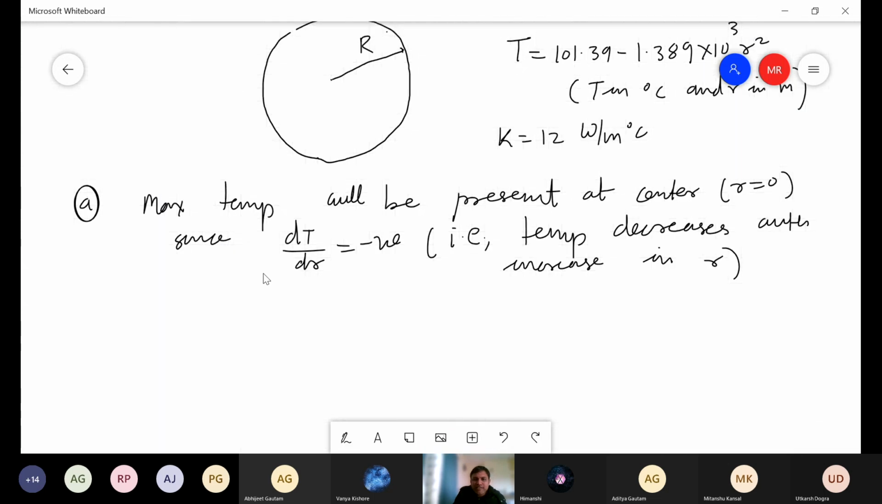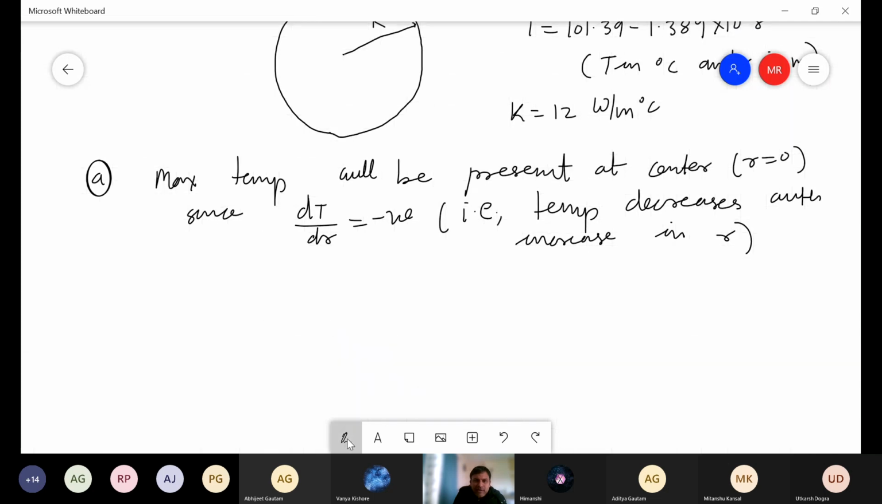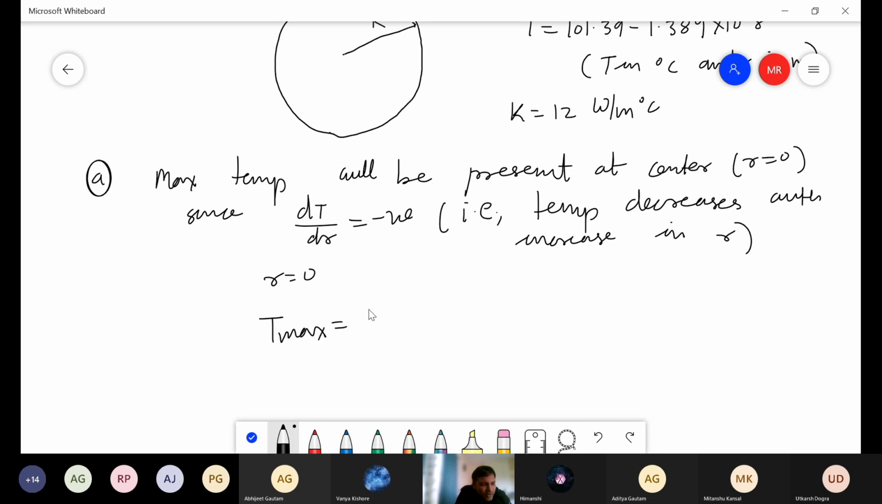Is it clear to everyone? That is the reasoning why we are giving this here. So the maximum temperature will be at r equals 0. That means T max will be equal to 101.39 degrees Celsius. Correct? Yes or no? Is it clear to everyone? Yes, sir.